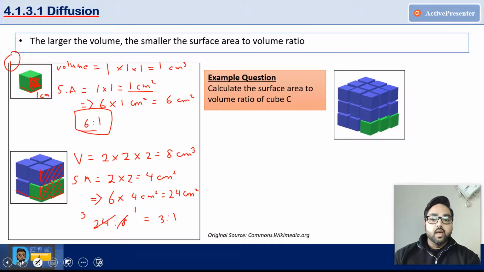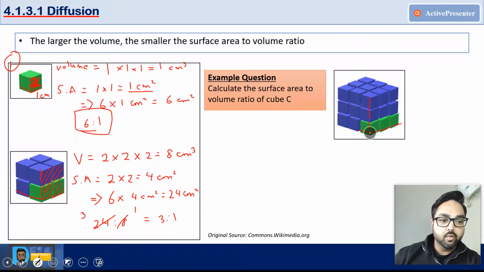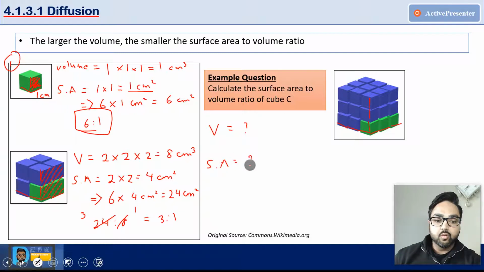Okay. Next one, for the 3 by 3 by 3 cube, you're going to work out the volume. What do you get? And you're going to work out the surface area. What do you get? And then once you've worked out the volume and the surface area, you're going to give me the surface area to volume ratio. Okay? Pause the video, quick as you can, and then off you go.